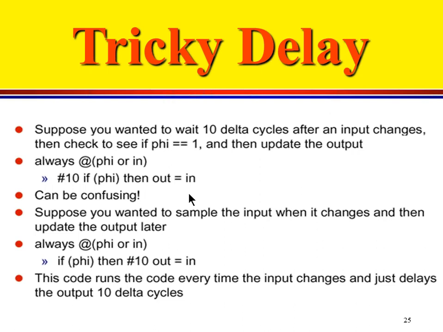Yeah, because we were first waiting for 10 delta cycles and then checking the value of phi and then getting the output, out equals in. That's why I said that, because we're first doing the time cycles and then checking in. And in the second case, I said that was going to be 10 too, because we were checking and then waiting 10 cycles and then getting the value. So that's why I said that.